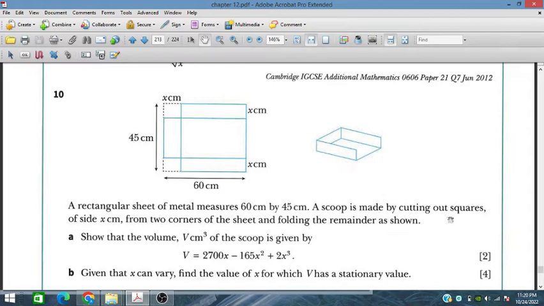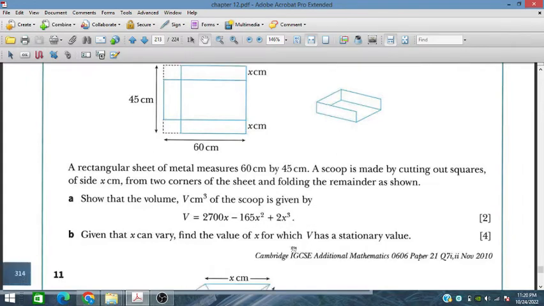A scoop is made by cutting out squares of side x centimeters from two corners of the sheet and folding the remainder as shown. So show that the volume of the scoop is given by this. So we have to show this volume, the space within this scoop. Secondly, given that x can vary, find the value of x for which V has a stationary value. This volume has a stationary value, we have to find that. So this is the required problem.